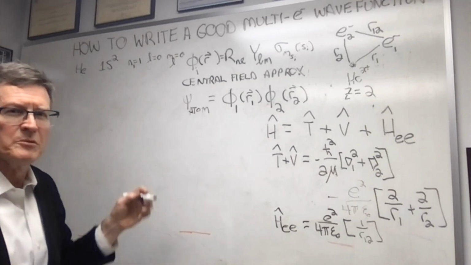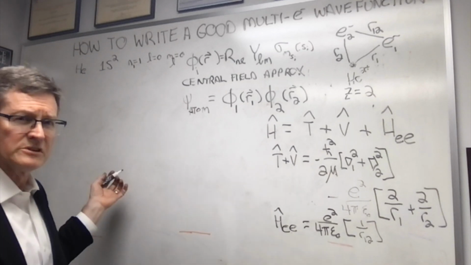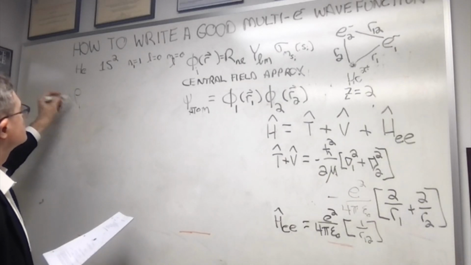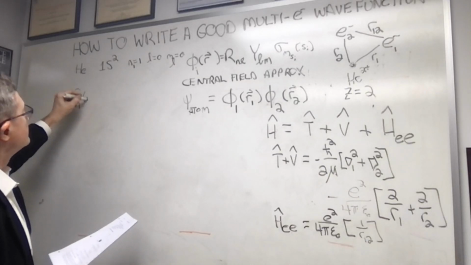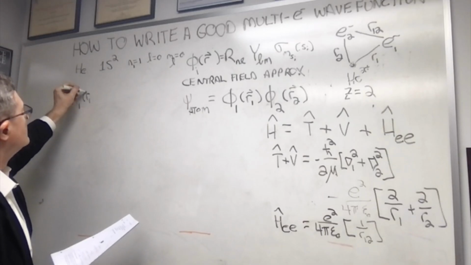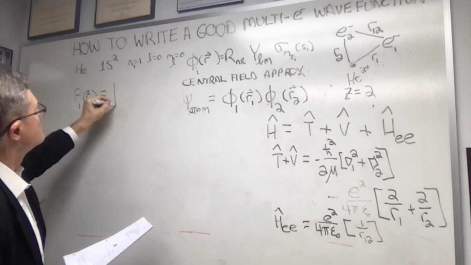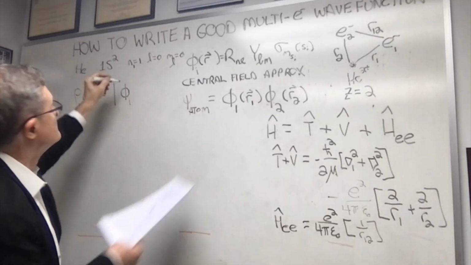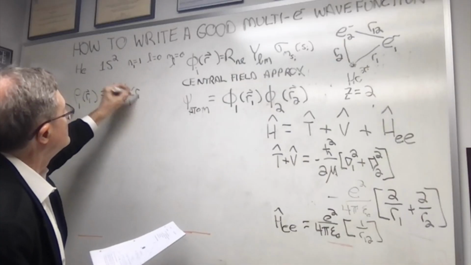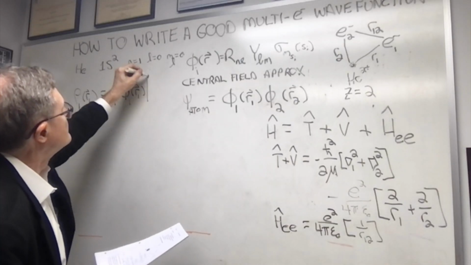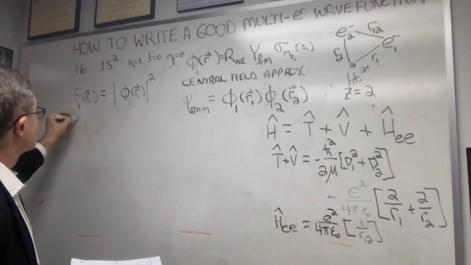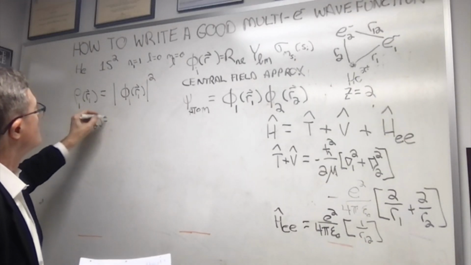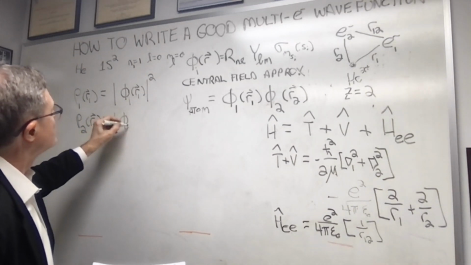What would be the probability of finding electron 1? Well, it's the square of the wave function, right? So the probability of finding electron 1 at a position R1 would just be equal to the absolute square of phi1 at that position. Similarly, the probability of finding electron 2 at position R2 would just be the square of its wave function.